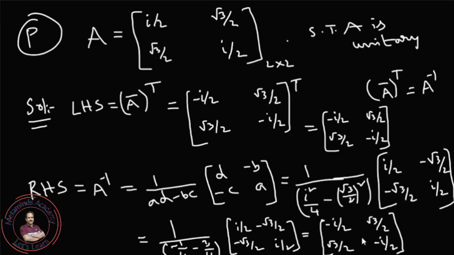This is exactly equal to this, right? This and this and this are the same. So this is equal to LHS. So LHS is equal to RHS. Therefore, A bar whole transpose is A inverse. Hence, A is a unitary matrix. That is how you can show a matrix is a unitary matrix.